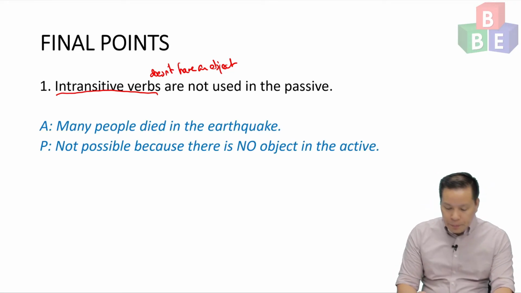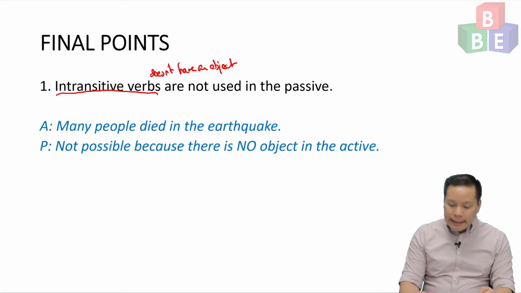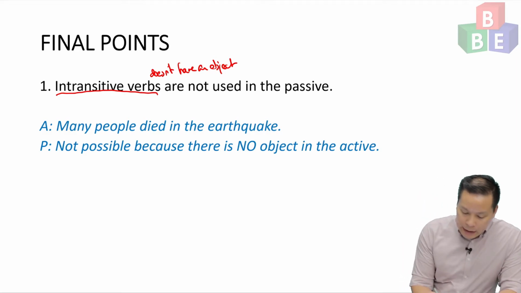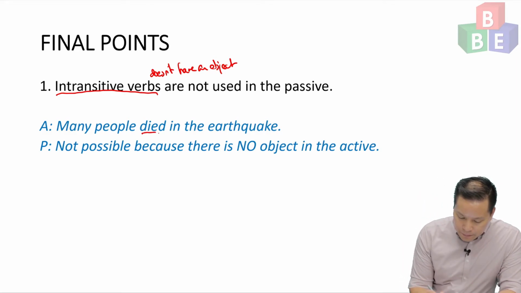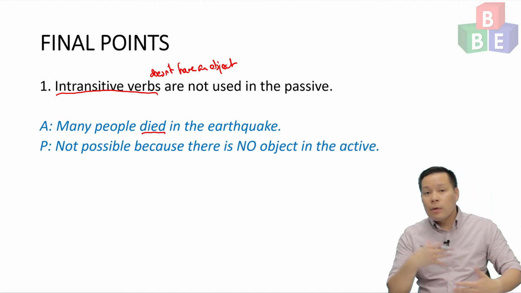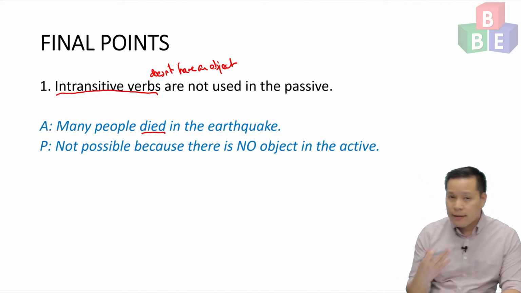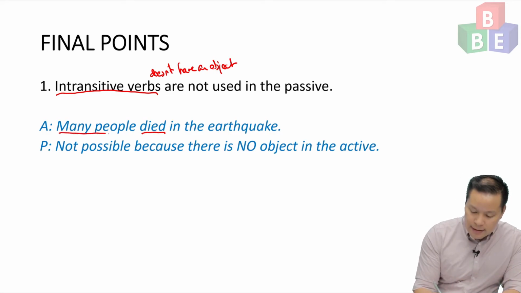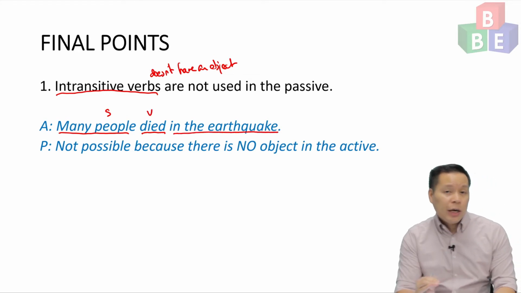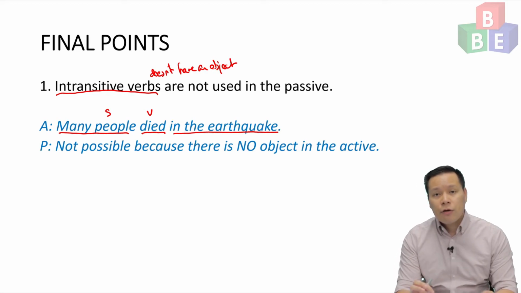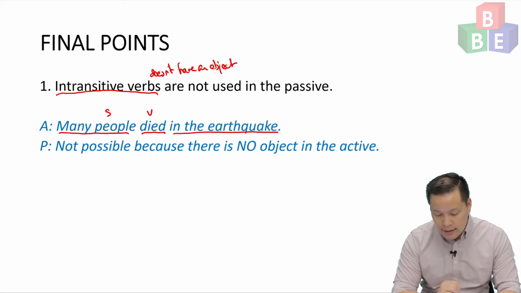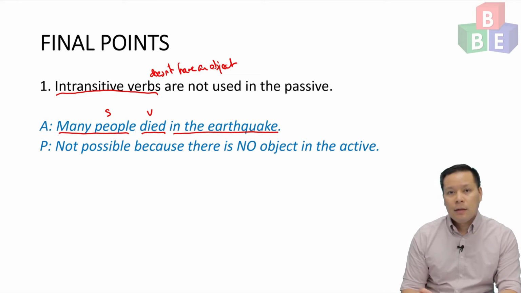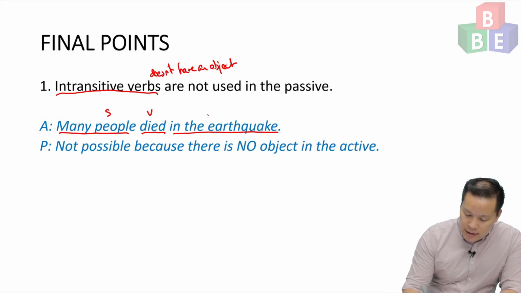So for example, many people died in the earthquake. Here, the verb is die. If we think about this, remember, the first step of making passive is to identify subject, verb, object. So, many people here is the subject, the verb is died, and then I have in the earthquake. This is not an object. This is extra information. In this case here, it's telling me where the people died. So this is just extra.